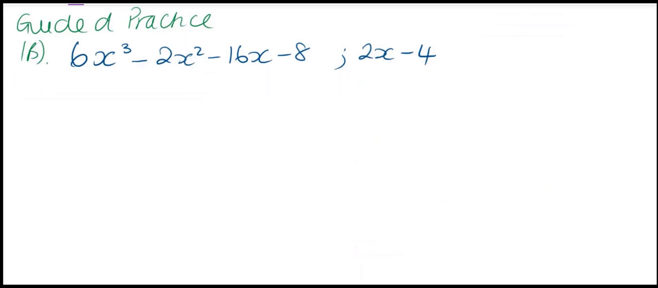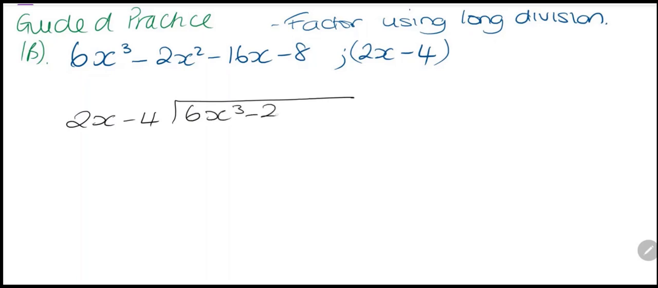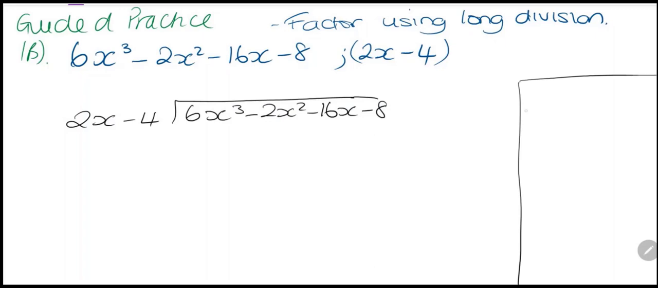Okay, so the second question for you to try, 1b. So we need to factor using long division and the factor of 2x minus 4. So 2x minus 4, 6x cubed minus 2x squared minus 16x minus 8. So the first thing we need to do is 6x cubed divided by 2x.